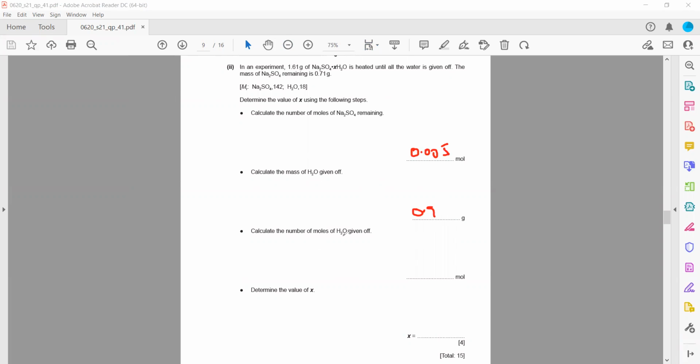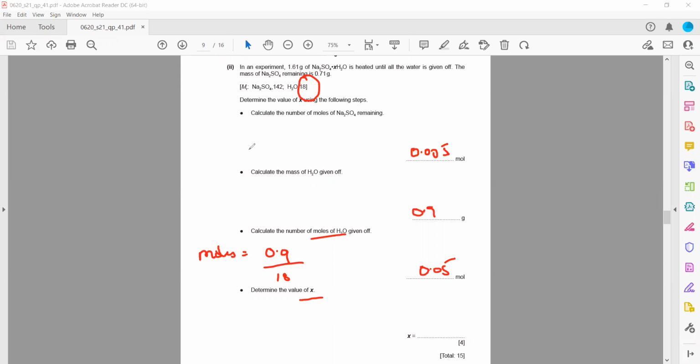Then the number of moles of water. How do we get the moles of water? Again, we'll use the formula moles equal mass in grams, which is 0.9, divided by the molar mass of water, which is 18. So 0.9 divided by 18 will give us 0.05. So the moles of the water are 0.05.